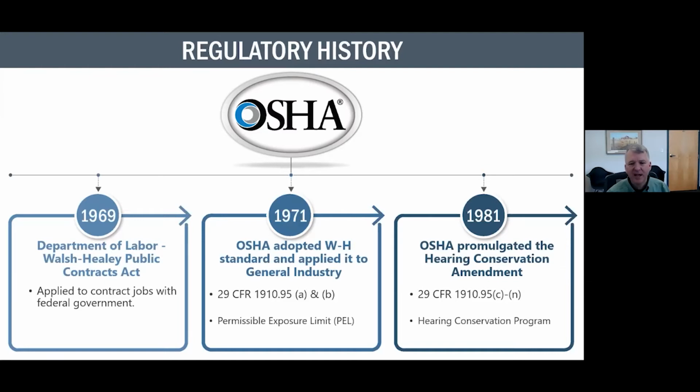So the original noise standard in 1971, if you look up 29 CFR 1910.95, was just paragraphs A and B. That was all there was to it. That's where they had the permissible exposure limit, Table G-16. It was 10 years afterwards when they finally enacted the Hearing Conservation Amendment, or added, I should say, the Hearing Conservation Amendment to the noise standard. That added paragraphs C through N, and that's where you have to have a hearing conservation program. We're going to talk about all that in a minute. So that's the history of the noise standard by OSHA.